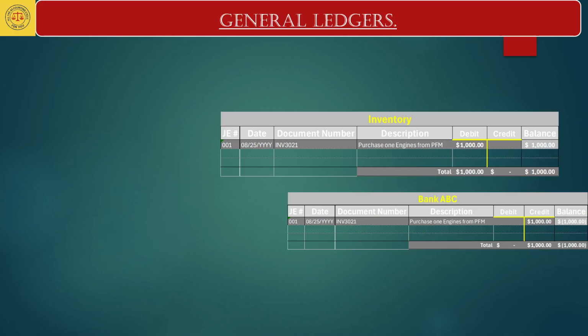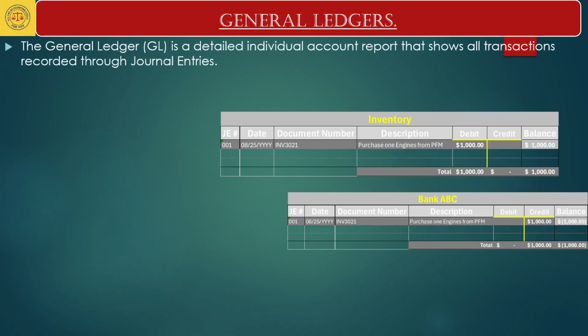General ledgers. The general ledger is a detailed individual account report that shows all transactions recorded through journal entries. The common columns in the general ledger for each account are... Okay, let me go back to the general ledger. We were talking about journal entries. If you remember, we said inventory and banks.